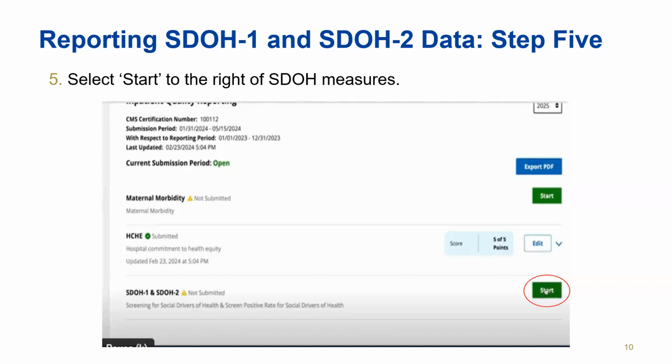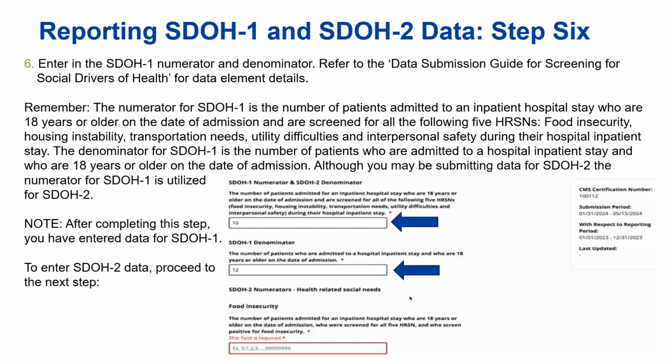Once you come to the screen, you'll just click the Start button to the right of the SDOH 1 and SDOH 2 measures. And when you come in there, you're going to go ahead and enter the SDOH 1 numerator and denominator. As previously talked about, the numerator is the number of patients admitted to an inpatient hospital stay who are 18 years or older on the date of admission and screened for the 5 HRSNs. And the denominator is the number of patients who are admitted to a hospital inpatient stay who are 18 years or older on the date of admission. Although you may be submitting data for SDOH 2, the numerator for SDOH 1 is utilized for SDOH 2.